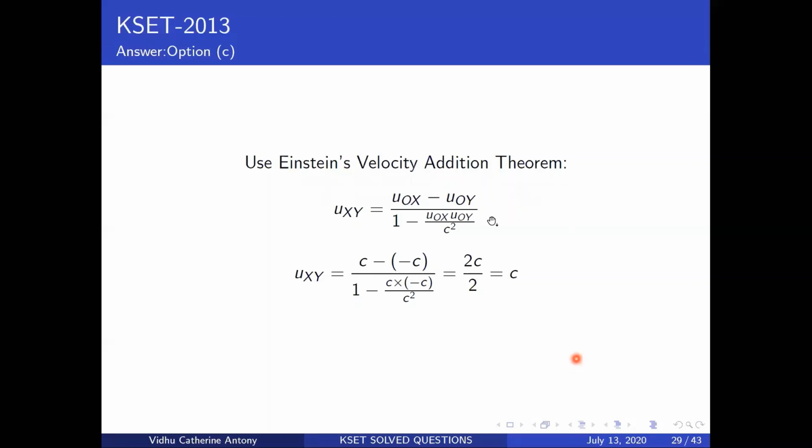So you use Einstein's velocity addition theorem. Your u of xy is equal to u_ox minus u_oy divided by 1 minus u_ox u_oy divided by c squared. Your o stands for your observer, okay? The photons are moving in opposite directions, so you have c minus of minus c divided by 1 minus c into minus c divided by c squared. So this is your answer. You're getting c, not 2c, but c.